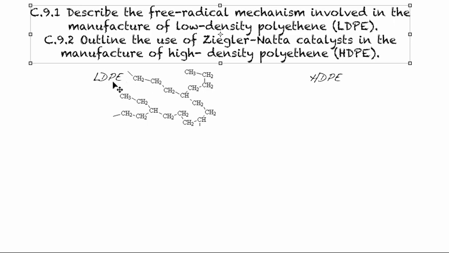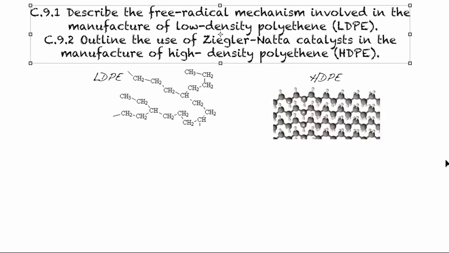So LDPE, the low density, what you end up with is a chain with lots and lots of branches, and those branches are important because it means that these layers can't get close to each other, and when there's increased distance, that means there's decreased attraction. And in this case, because it's all organic molecules, we're going to be thinking about van der Waals.